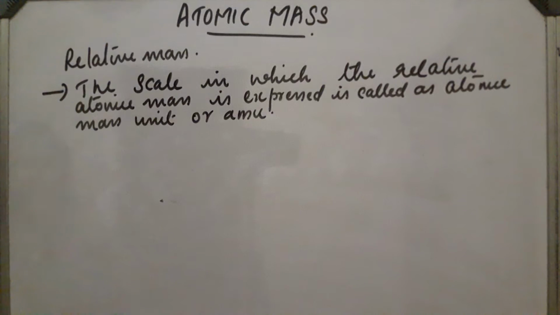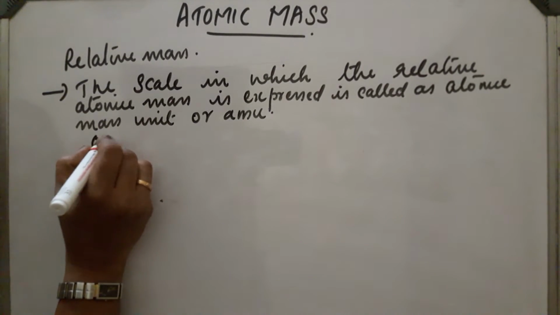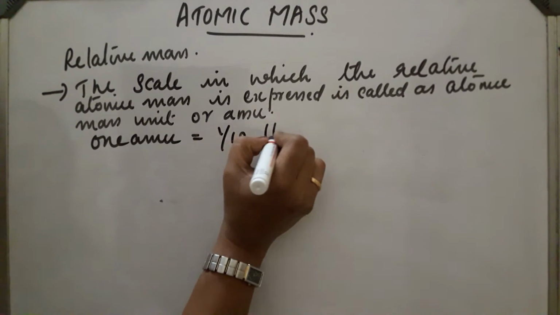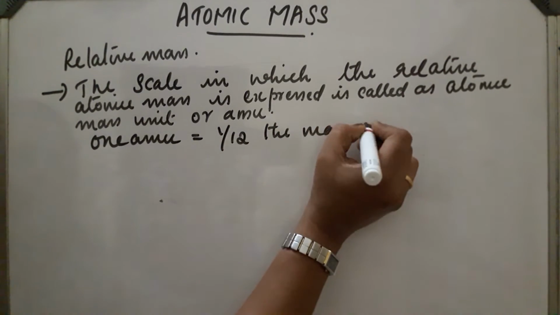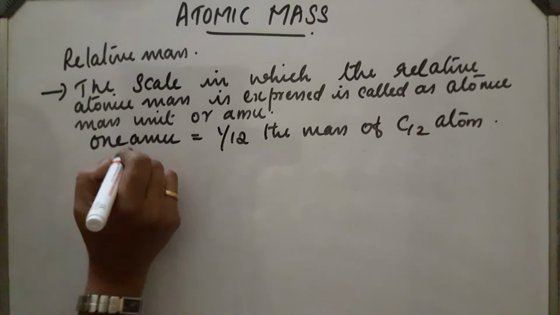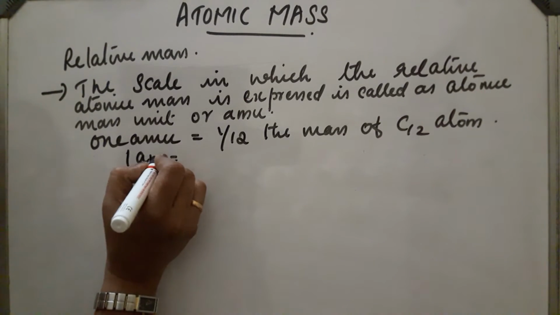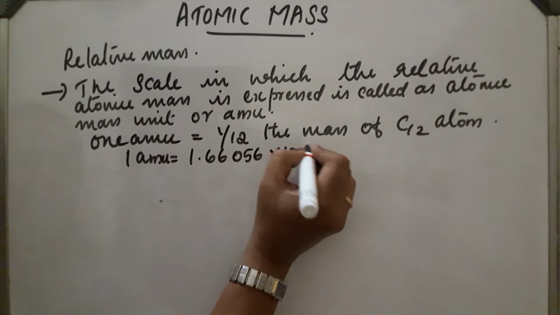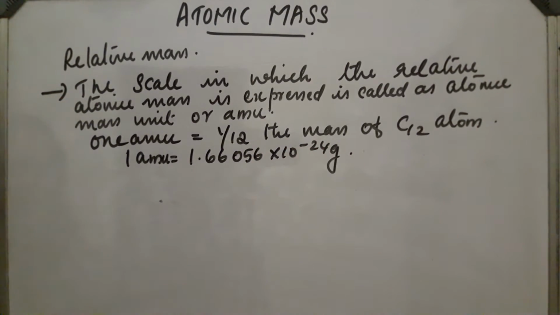1 AMU, the atomic mass unit, is equal to 1 by 12th the mass of a carbon-12 atom. And it is seen that the value of 1 AMU is 1.66056 into 10 raised to minus 24 gram. This is the value of 1 AMU. That is, the weight of 1 by 12th mass of a carbon-12 atom is this much.